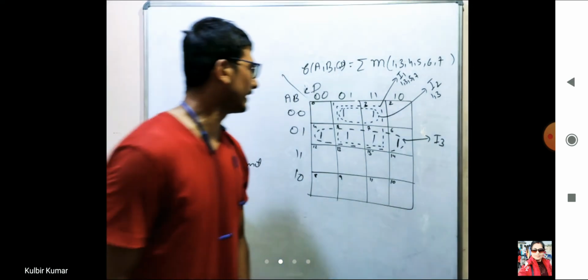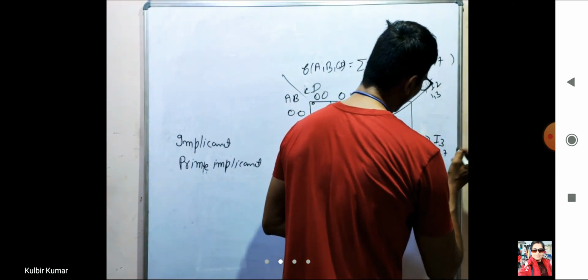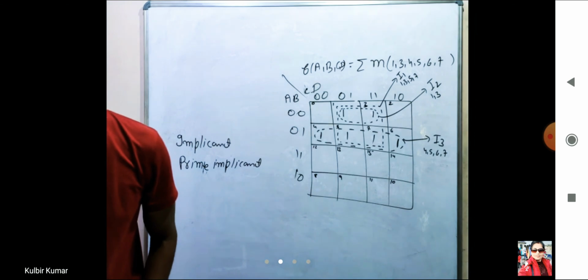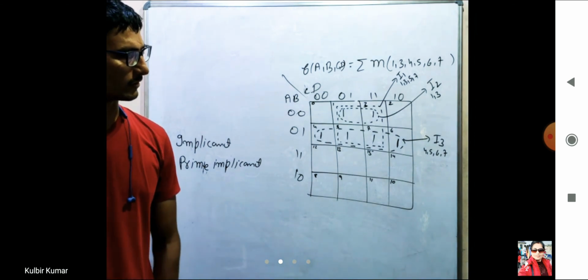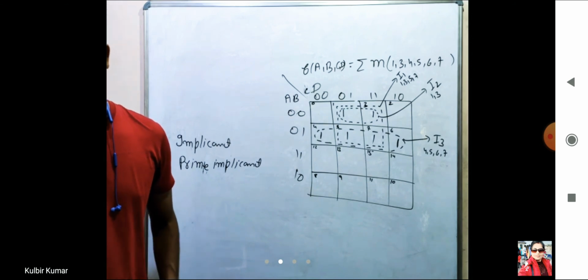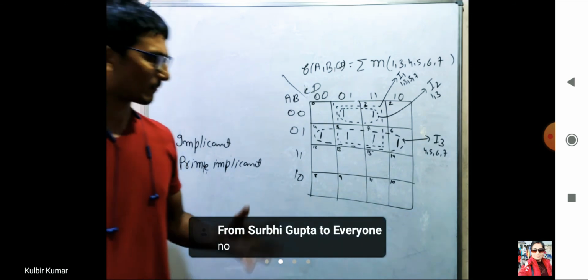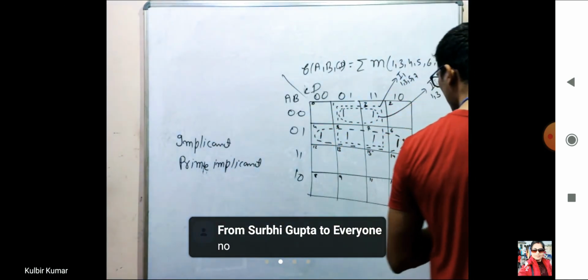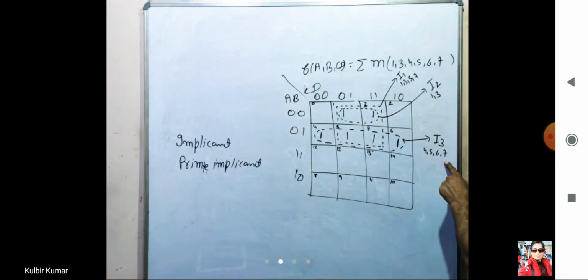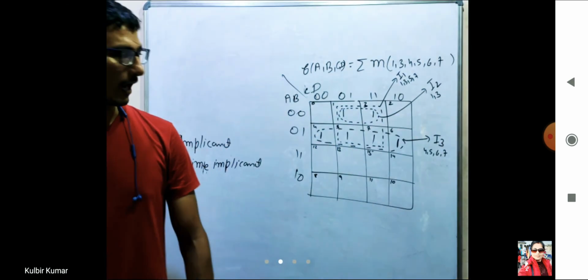Which cells are in implicant I3? 4, 5, 6 and 7. These are the cells in implicant I3. So is there any relationship like I1 is a proper subset of I3 or I3 is a proper subset of I1? No, there is no such relationship. It must be a proper subset. Obviously, cell numbers 5 and 7 are common in both. But I1 is not a proper subset of I3 and I3 is also not a proper subset of I1.